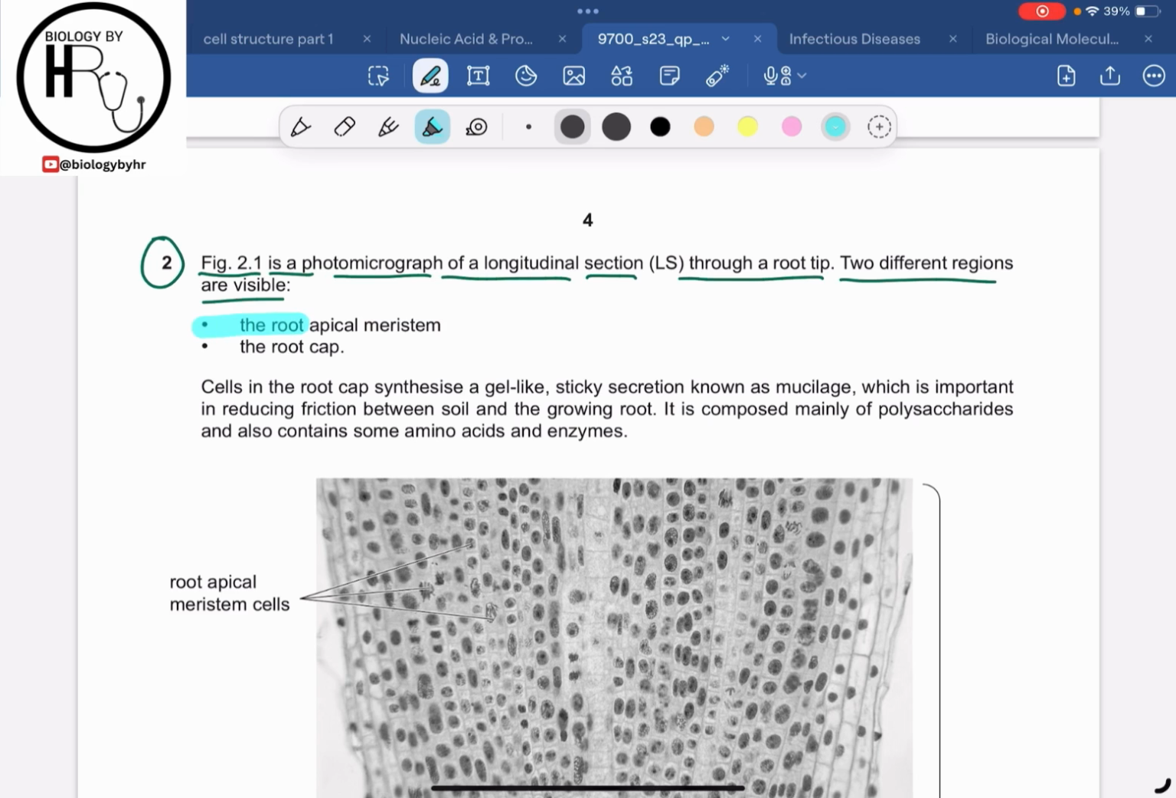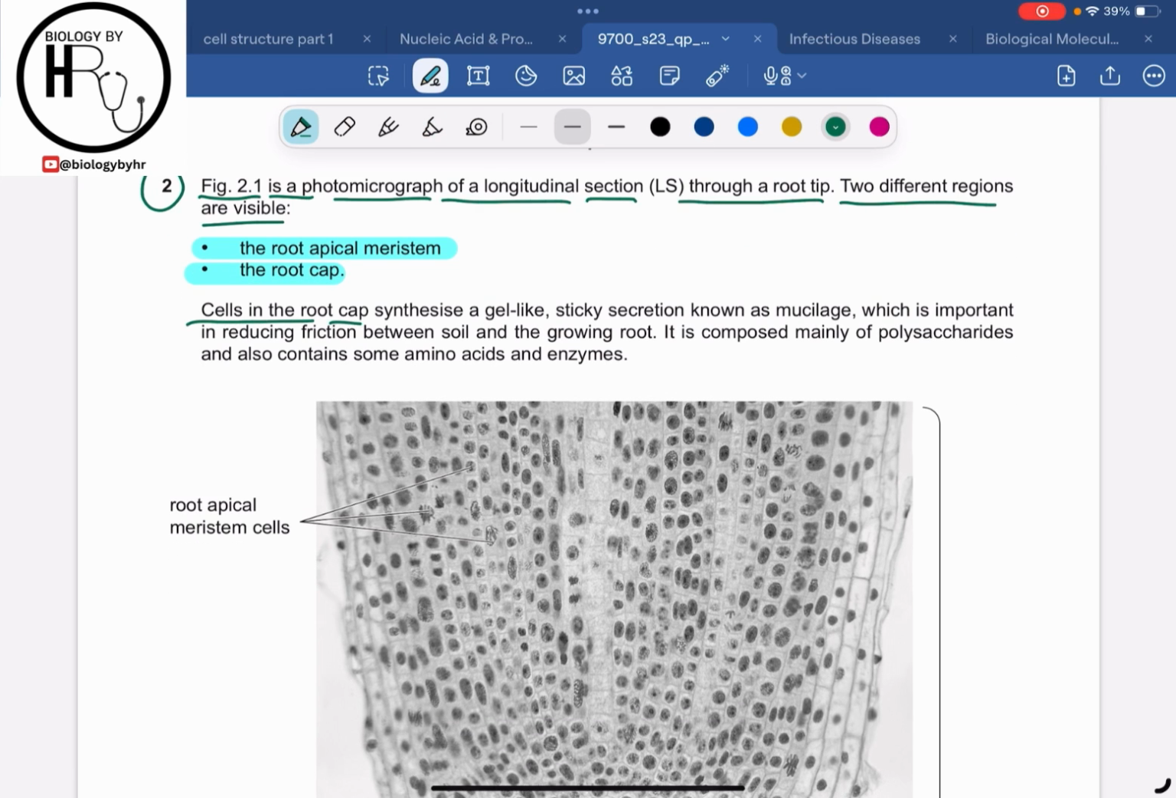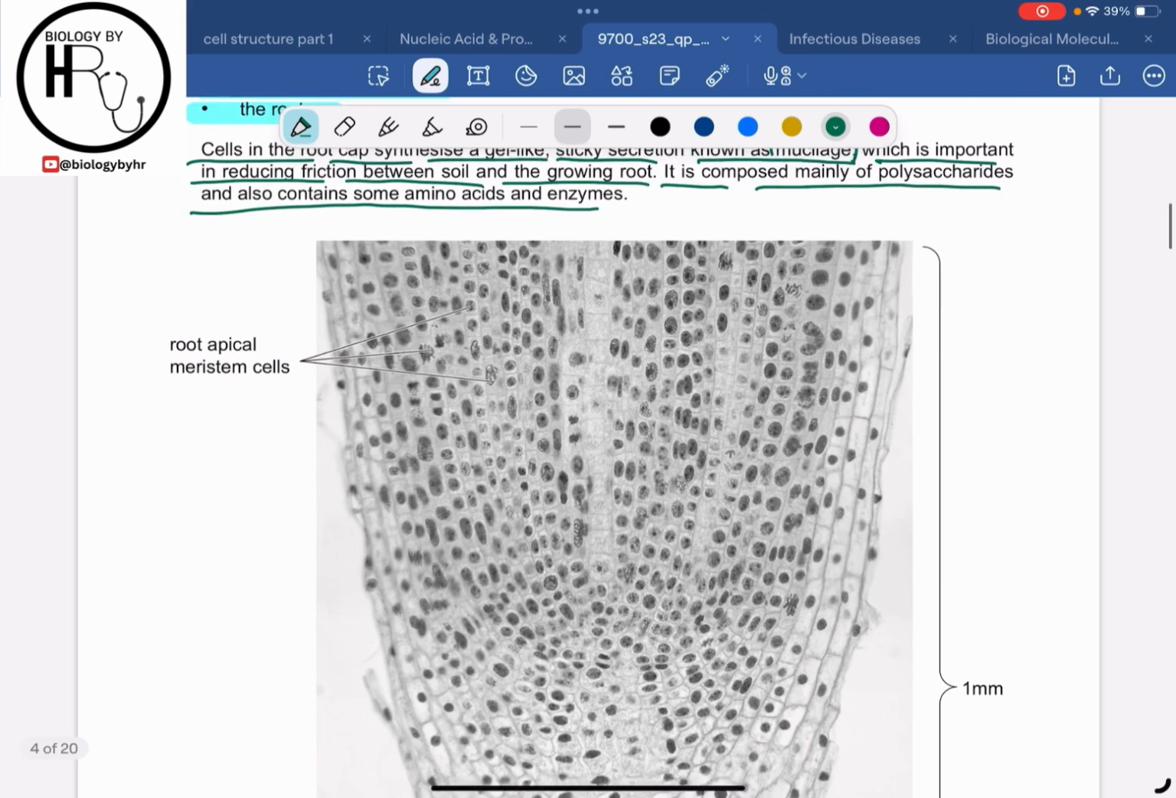One, they are saying, is the root apical meristem, and the root cap is visible over here. Then further in the question they are saying that cells in the root cap synthesize a gel-like sticky secretion known as the mucilage, which is important in reducing the friction between the soil and the growing root. It is composed mainly of polysaccharide and also contains some amino acids and enzymes.